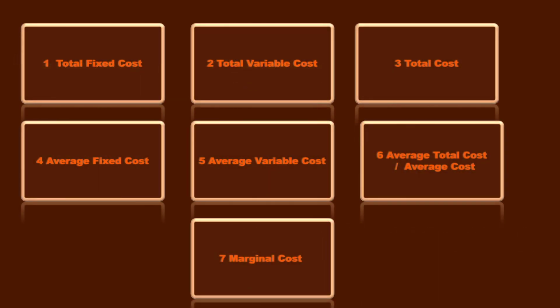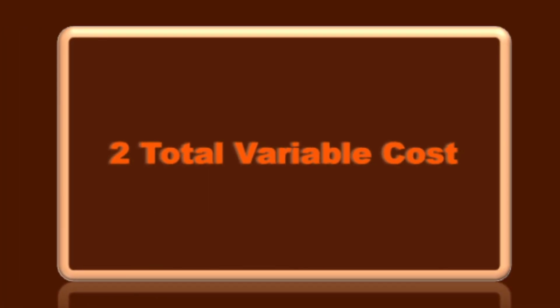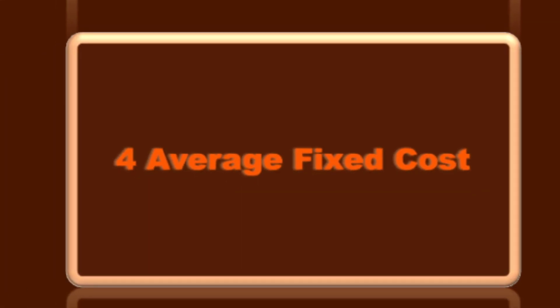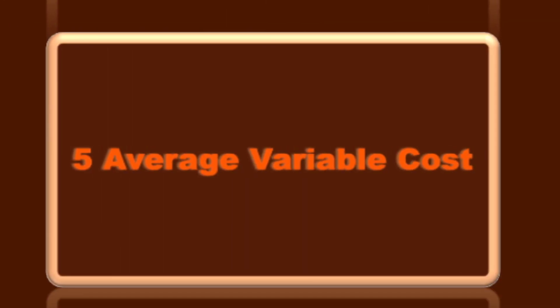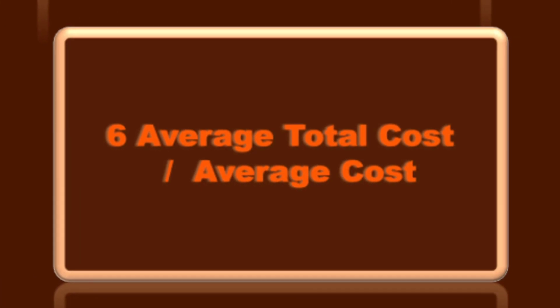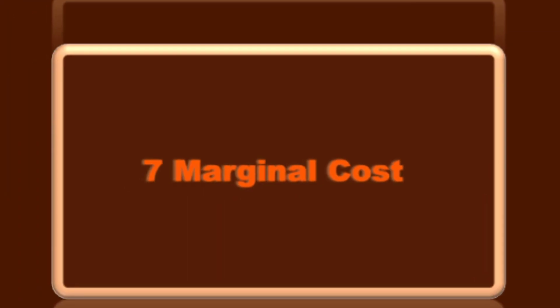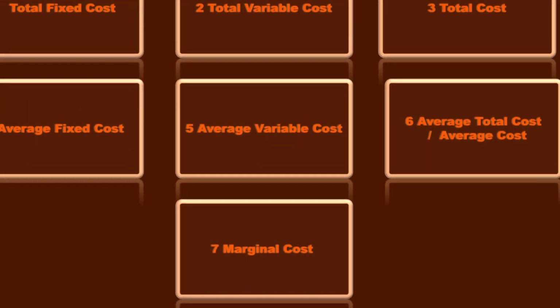The concepts we are going to discuss are total fixed cost, total variable cost, total cost, average fixed cost, average variable cost, average total cost, and marginal cost. We shall start with total fixed cost.